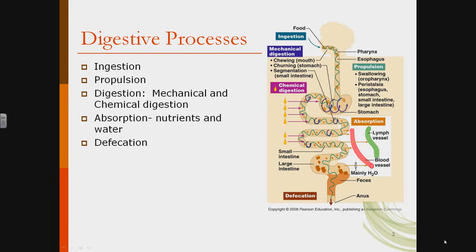And the more we mechanically digest our material, the smaller we have our bits and pieces that we've just eaten. And the chemical secretions that we have, the digestive enzymes, can then better attack the chemical bonds in the polymers that we've just eaten. We can't absorb polymers. We can't absorb macromolecules. We must be able to digest them down to their monomers in order to absorb the nutrients and water. And whatever we don't absorb will come out as feces. That's defecation.